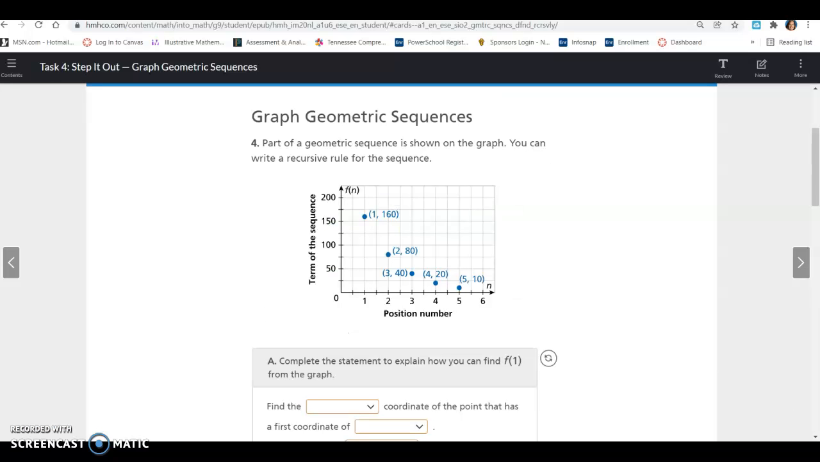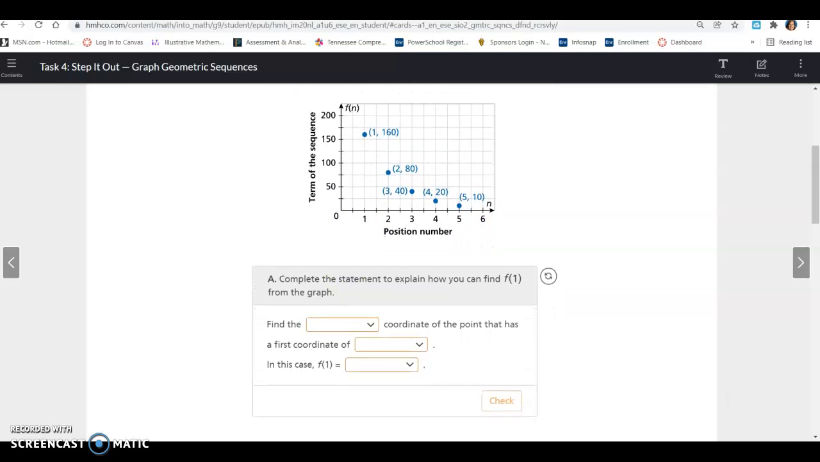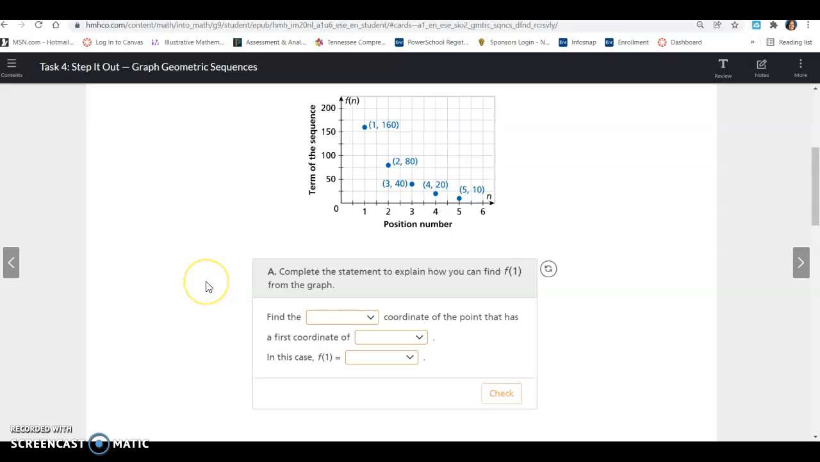Lesson 14.1, task 4. Graph geometric sequences. Part of a geometric sequence is shown on the graph. You can write a recursive rule for this sequence. So now they're going to give us points, and they want us to write an equation. They're calling it a recursive rule, but really they're just wanting us to write an equation. So remember the equation that I told you to write down in the previous task? Now we're going to use that.